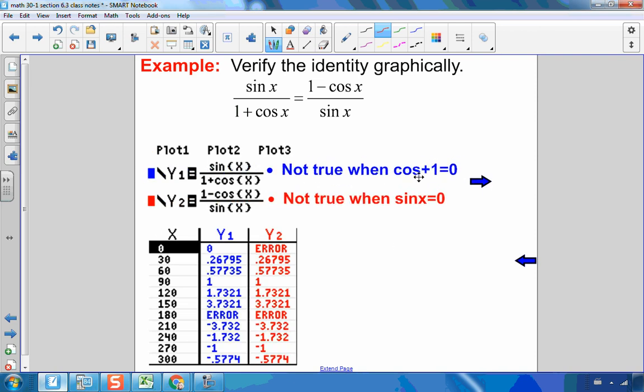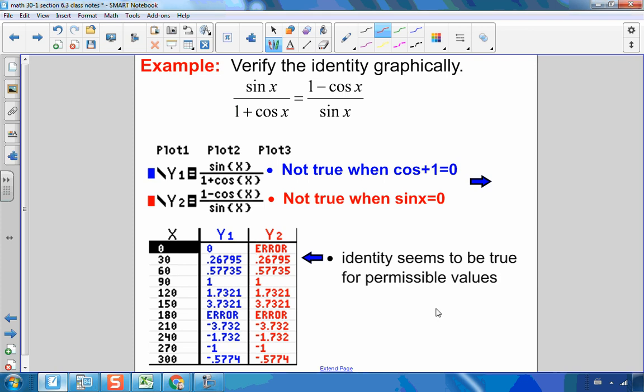So y1 is not true when cos plus 1 equals 0. So that's why there's an error right here at 180. And this one here is not true when sine is equal to 0. So there's an error. But it looks like it might be true for the ones here. But again, did I just get lucky? So it seems to be true for the permissible values. But is it true for everything?